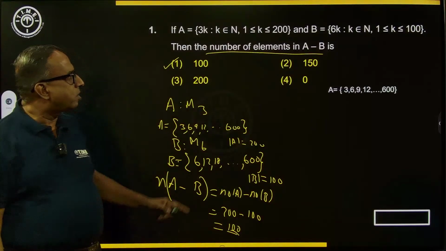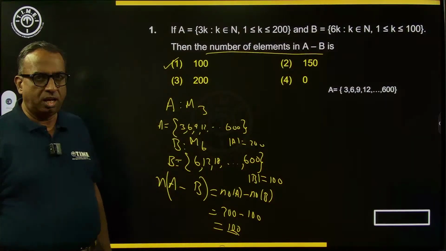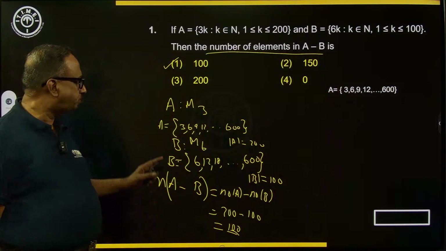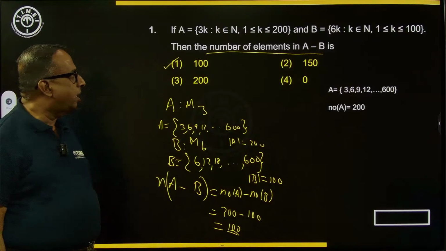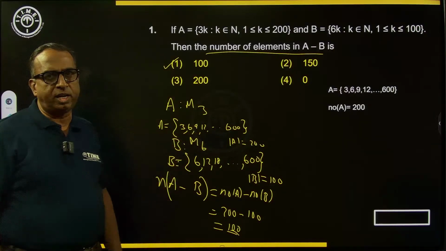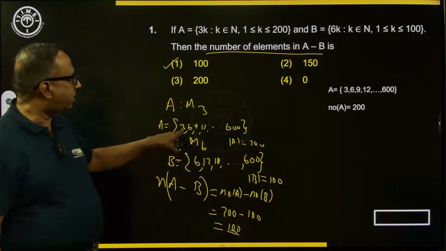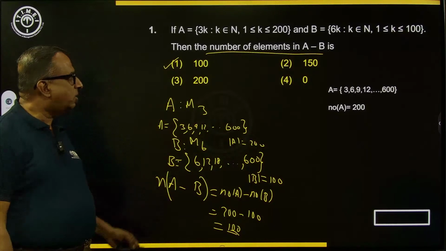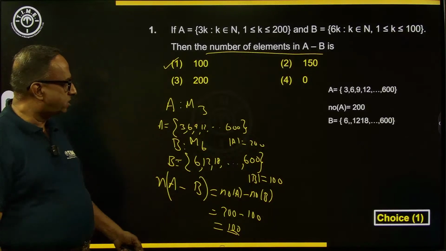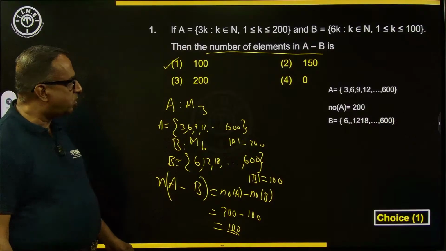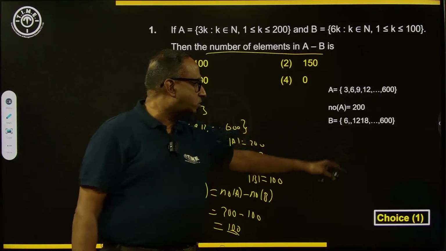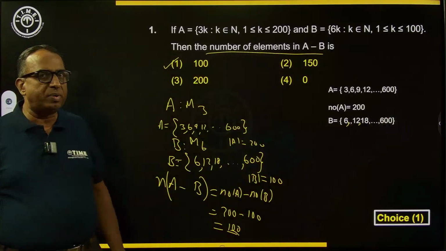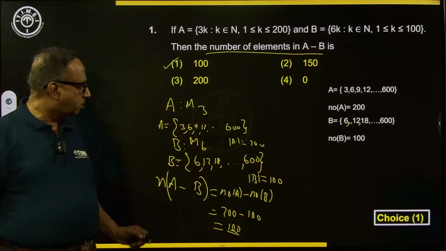Let's go through the working once again. What is A made of? Multiples of 3: 3, 6, 9, 12 up to where? 600. Clear? Next, what is set B? How many elements are there in A? 200 elements are there in A, because 3, 6 up to 600 gives 200 elements. Next, what is B? B is multiples of 6, up to how much? 600. So 6 1s are 6, 6 2s are 12, up to 600, so the number of elements in B will be 100.